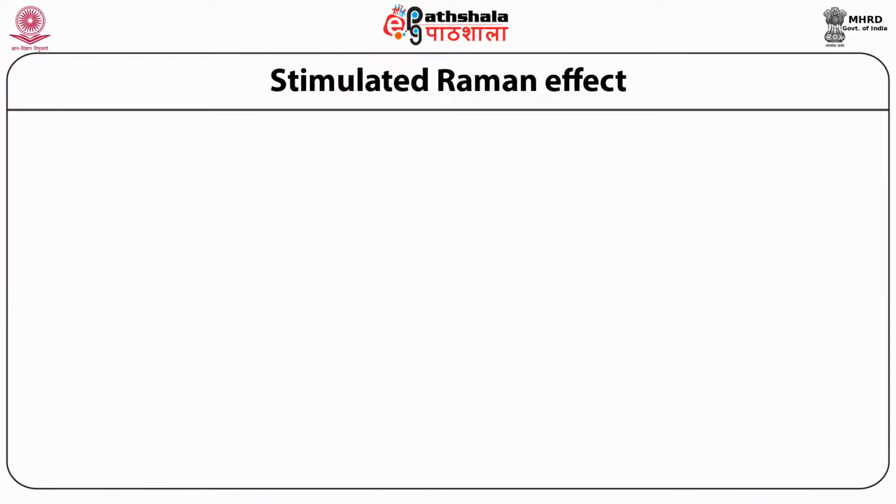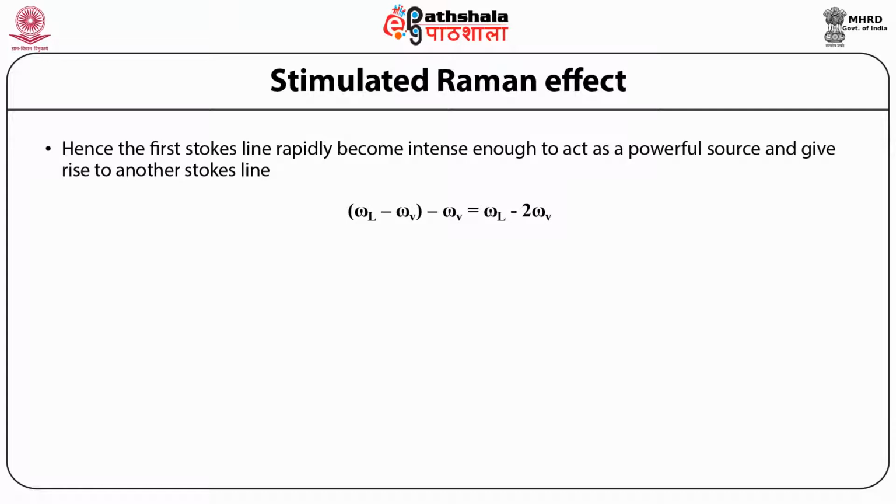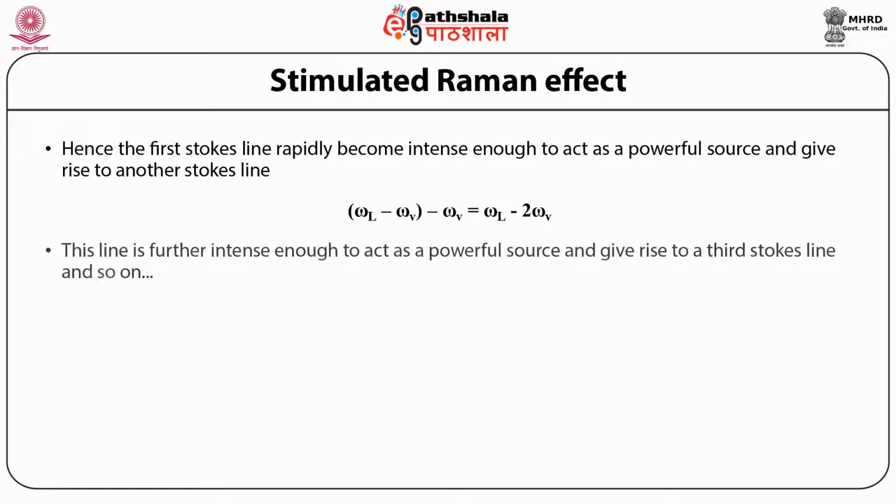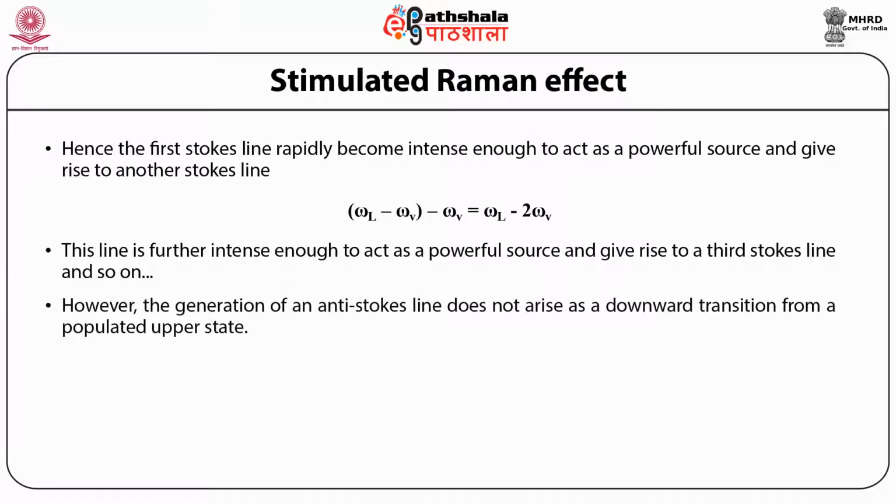So, the power transferred to the first Stokes line, omega_S equal to omega_L minus omega_v, is related exponentially to the laser power at omega_L. Hence, the first Stokes line rapidly becomes intense enough to act as a powerful source and give rise to another Stokes line, omega_L minus 2 omega_v. This line is further intense enough to act as a powerful source and give rise to a third Stokes line, and so on and so forth. However, the generation of an anti-Stokes line does not arise as a downward transition from a populated upper state.